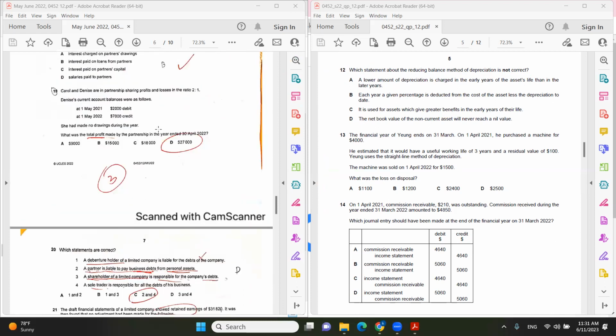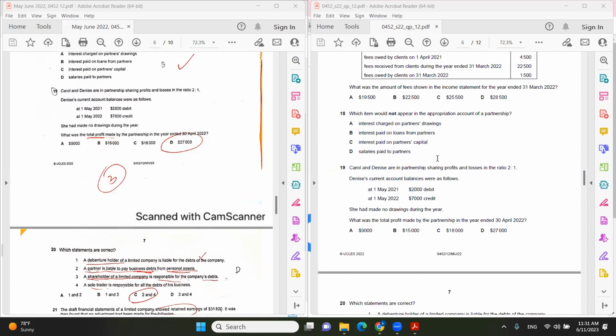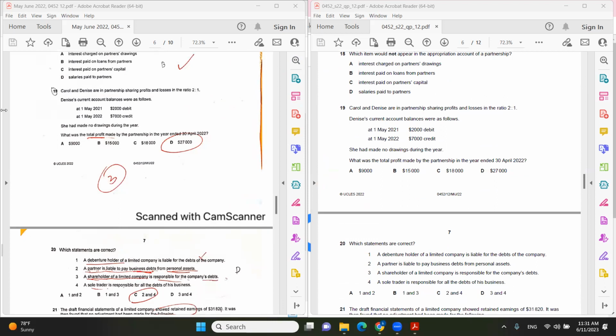Okay, 19. Carol and Dennis are partners, so this one is 2 and 1. Dennis' current account beginning is a debit balance of 2000. The other has a credit balance. Balance CD is in here. Balance BD is in the credit side. She has made no drawing, that means no drawing in here.